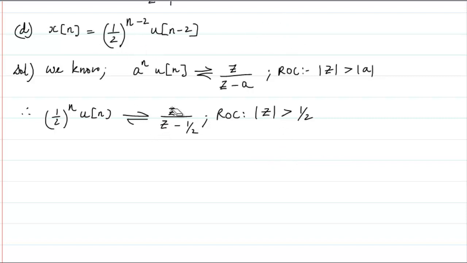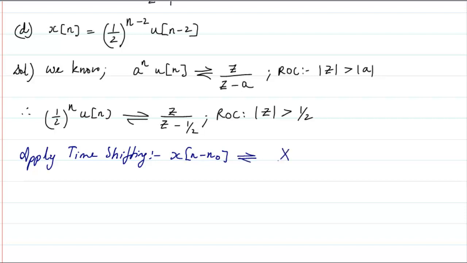Anyway, the problem is not this. This is the equation for now, and this is the ROC. Next we apply the time shifting. What does the time shifting property say? It says that if you have a function x of n shifted to x of n minus n naught, then the Z transform of that is the original X of z multiplied with z raised to power minus n naught, and the ROC remains the same other than any new origin or infinity.